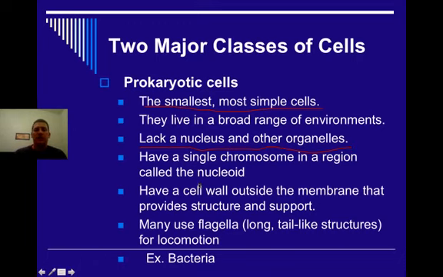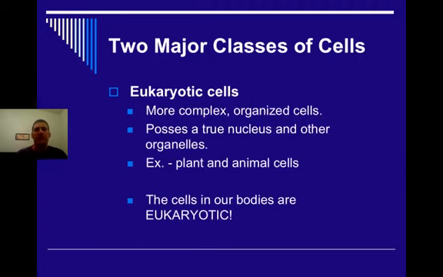Okay? Most of them have a cell wall outside the cell membrane, which helps with structure and support. And many of them use a flagella, which is a tail-like structure they use for locomotion. So when you think prokaryotic, think simple, no nucleus, flagella, and an example is going to be a bacterium cell.